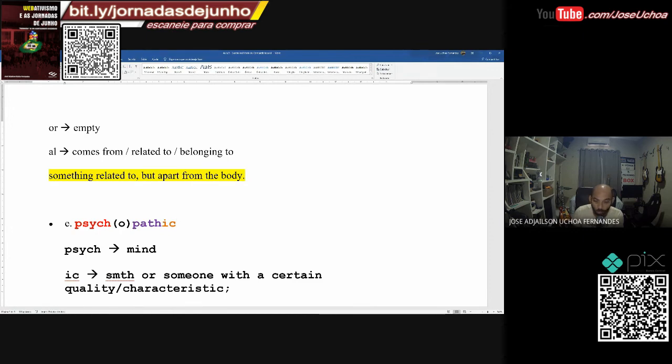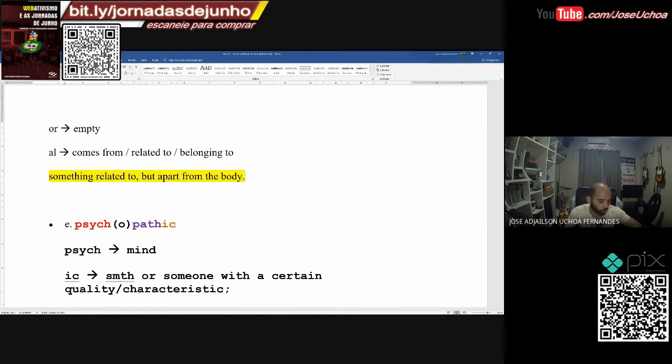Ei, gente, estão vivos aí? É o último exercício. Depois a gente já entra em Word Formation Process.